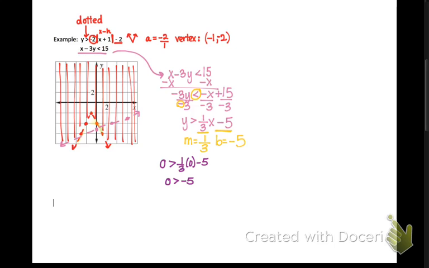Is that true or false? That is true. 0 is bigger than negative 5. That means that this point right here, 0, 0, is a true point. And we want to shade the points that are true. So that means that from this line, we're going to shade this direction.